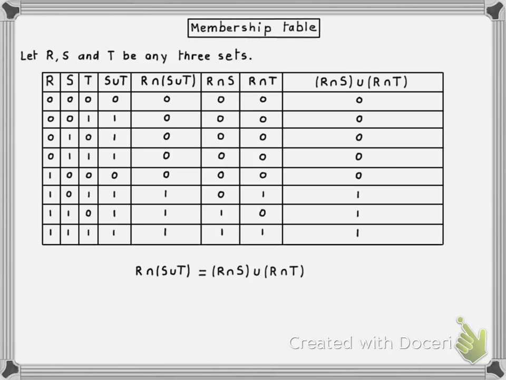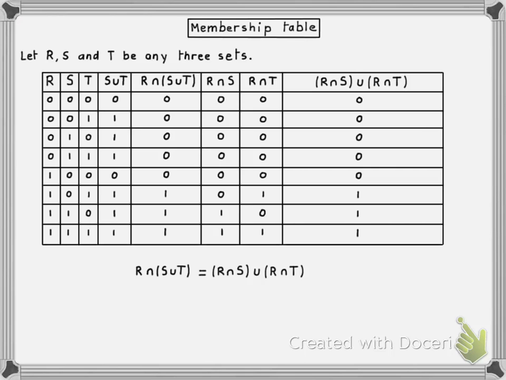And because the membership table covers every possibility of any element of the universe belonging to the sets R, S, and T, we can prove that these sets are indeed equal, this set and this set, simply by checking that a random element of the universe always belongs to both sets or always belongs to neither one of them, simply by checking that the column for one set is identical to the column for the other set in the membership table.